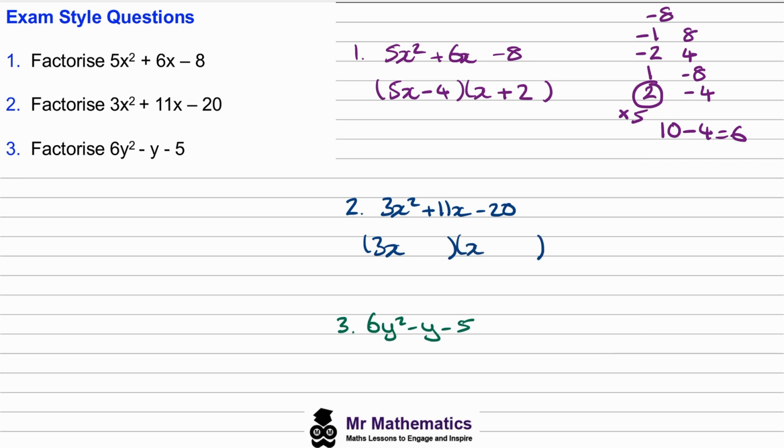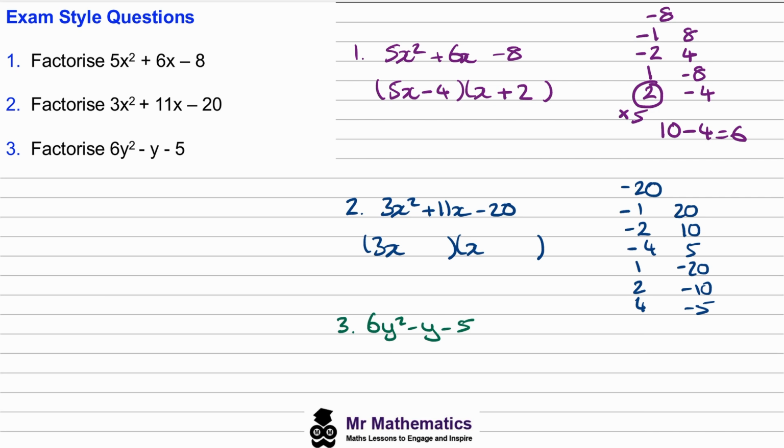For question 2, we'll have 3x in one bracket and x in the other. And then we need the factors of negative 20. So we'll have negative 1, 20, negative 2 and 10, negative 4 and 5. But it could also be in the opposites. So negative 20, negative 10 and negative 5. Now one of them would go here and we'll multiply it by 3. Then we'll add it to the other to get 11x.